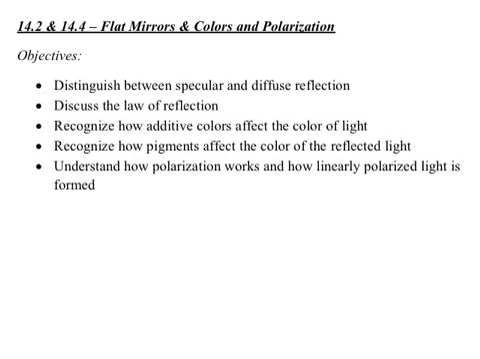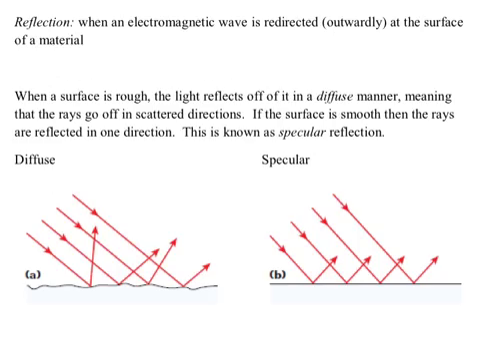Okay? So, we're going to look at 5 things today. First, we're going to talk about the difference between specular and diffuse reflection. We're going to discuss the law of reflection. We're going to recognize what are called additive colors, which we're going to call today the primary colors. We're going to talk about how pigments affect the color of the reflected light, and the idea of polarization and what polarization is. Okay? So let's start with the first.